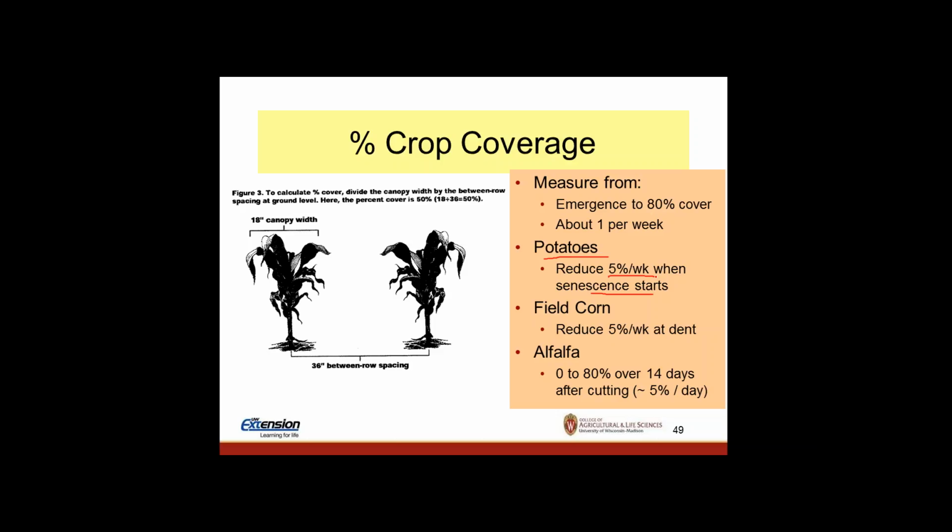Because potatoes, even though the vines are killed, will still need moisture to keep them from dehydrating. Corn can be the same way. At dent, we start reducing it by 5% a week. If we're doing alfalfa, after cutting, we'd go from 0 to 80% over 14 days, or about 5% a day, as the water needs for that crop based on its recovery rate.